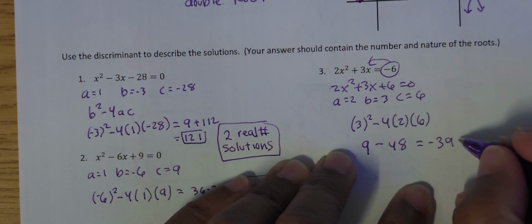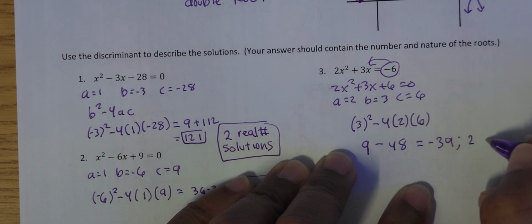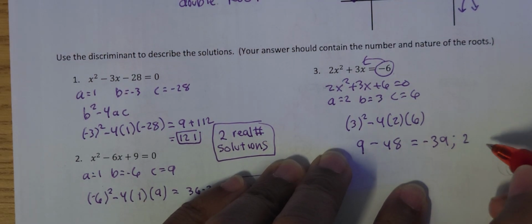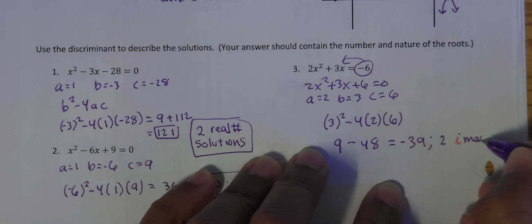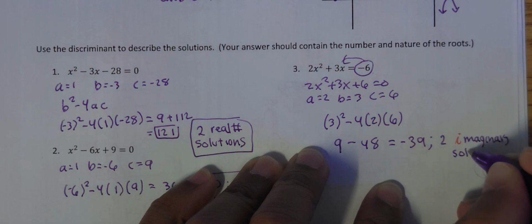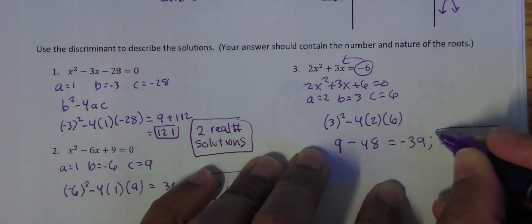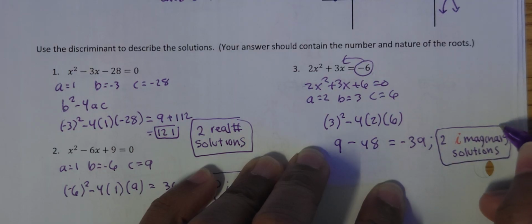So then this one here has 2, and I'm going to use that i, 2 imaginary solutions. So again, we don't know what they are, but we can determine by using the discriminant. So that's the purpose of this video.